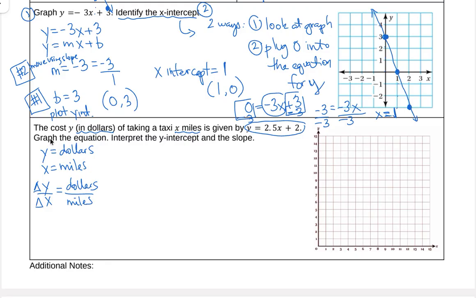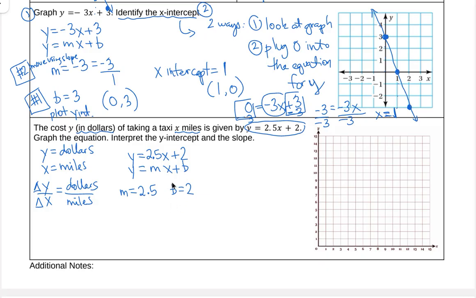Okay, so when it says to graph the equation, I have the equation y equals 2.5x plus 2. So my first question would be, do I need to solve it for y? Nope, I don't. It already says y equals, okay? So I can go ahead and overlay my formula, and I can see that m equals 2.5 and b equals 2, because those numbers match up in the spots. So now it's time for me to graph using this y-intercept and my slope.